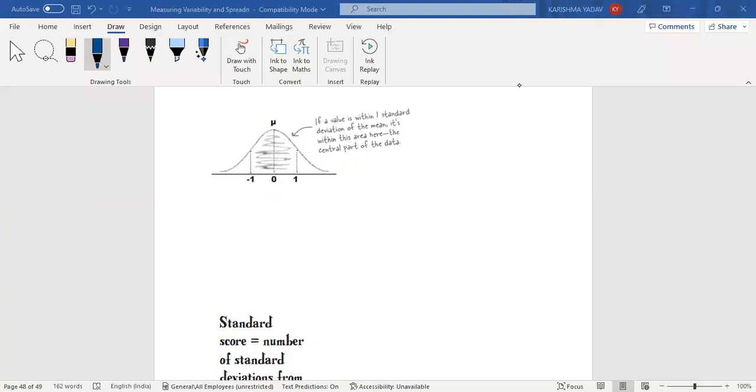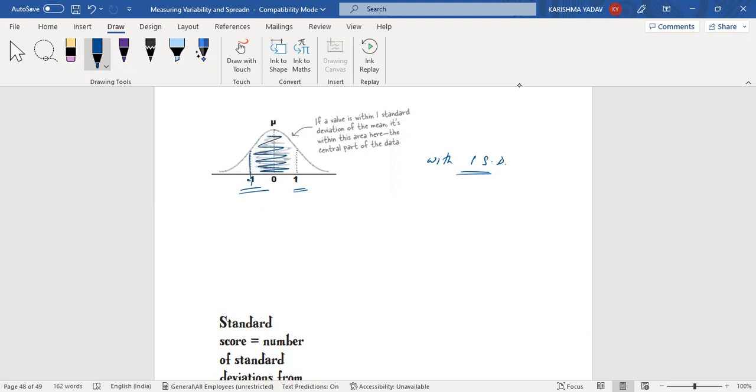Okay, so in this we have the z scores of -1 to 1. When we say that a value is within one standard deviation, it means that the standard score of the value is between -1 and 1. So this is my -1 and 1, this is mu and this is 0, so it is between this region.